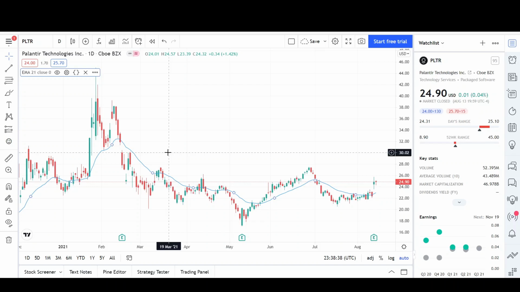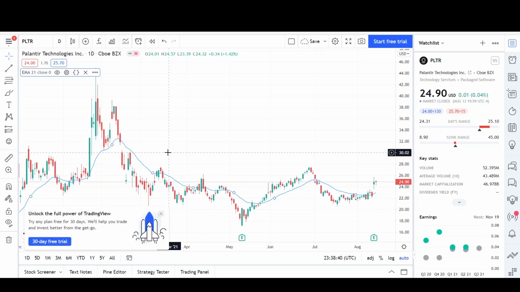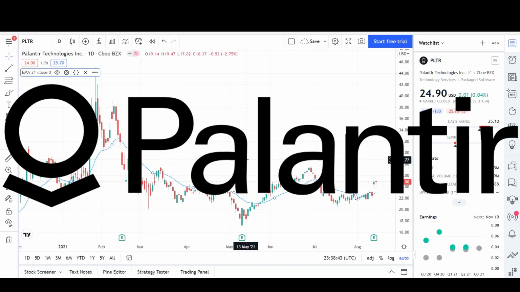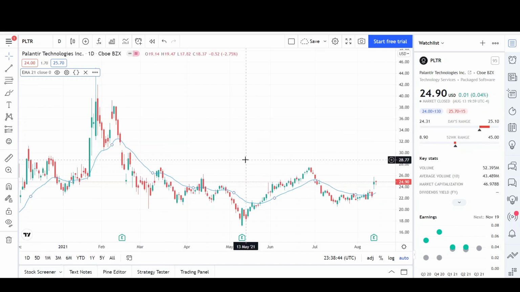This is Vee Trades, and today I'll be doing a technical analysis breakdown for Palantir Technologies. The last time I looked at this company was back on July 6th, so we have lots to discuss.